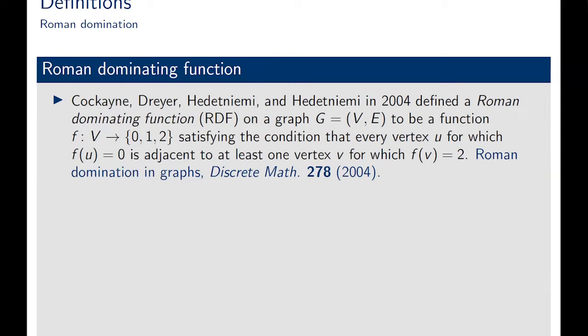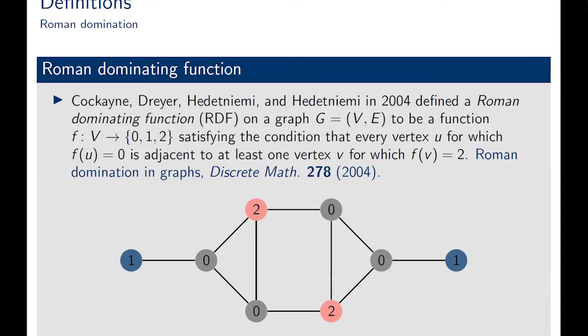They appeared in Discrete Mathematics in 2004, and this is an example of a graph, and to its vertices we assigned numbers 0, 1, and 2. We see that the condition holds: every vertex with 0 is adjacent to a vertex with 2. For example, that vertex with 0 is adjacent to 2. That one is adjacent to 2 vertices with 2s, and the same with that vertex. Okay, so this is an example of a Roman dominating function because the condition is fulfilled.